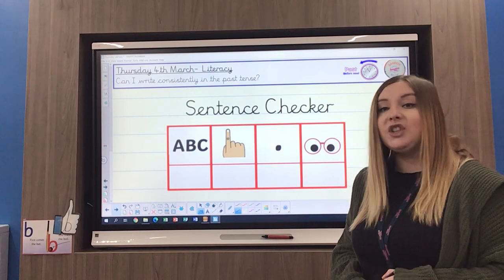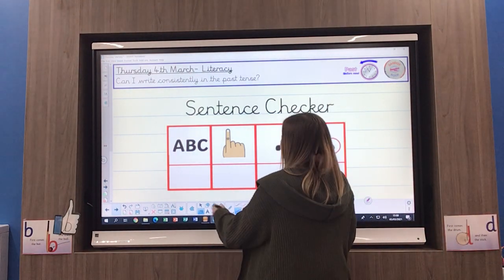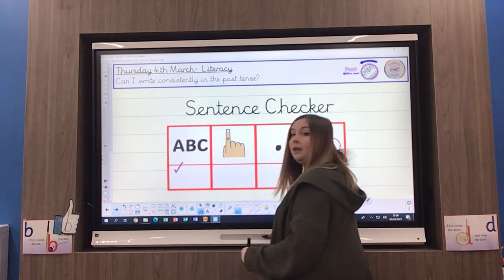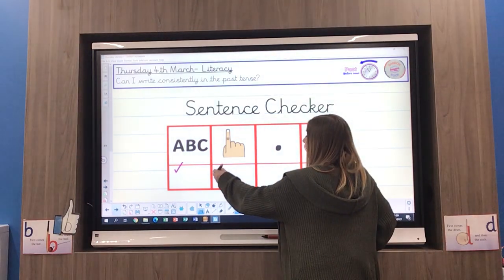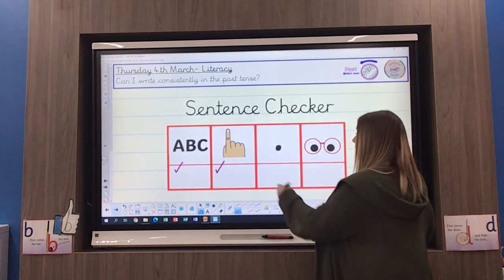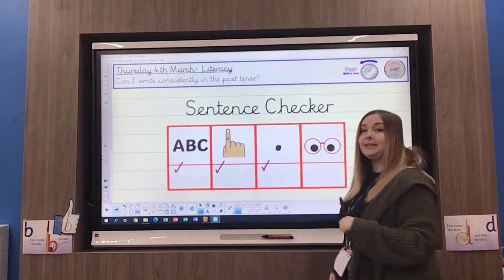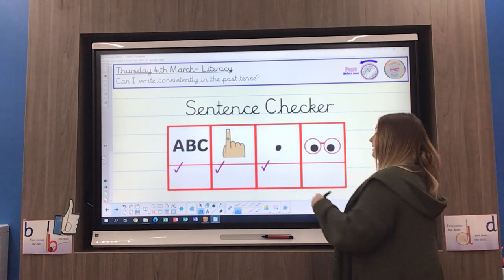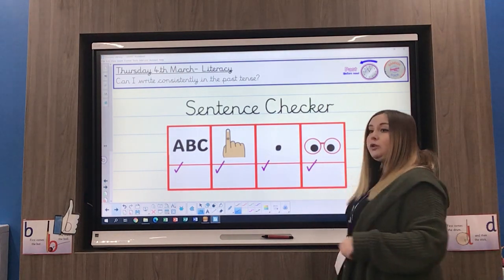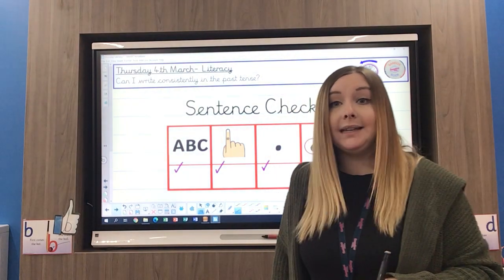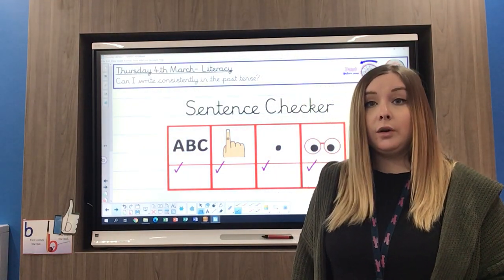So go through each sentence. Capital letter, if you have, give it a tick. Finger spaces, full stop, and does it make sense? So you've got 6 sentences to write today, year 4.